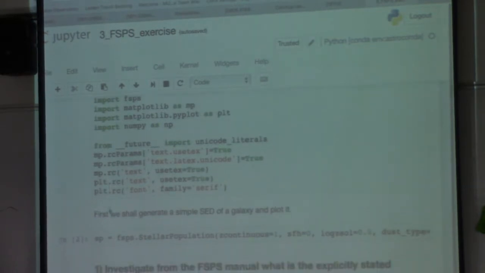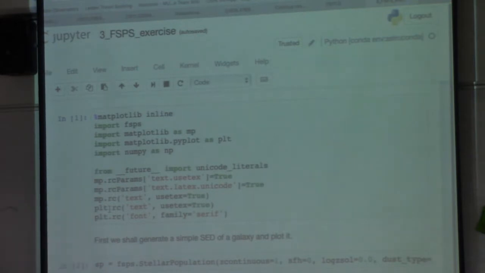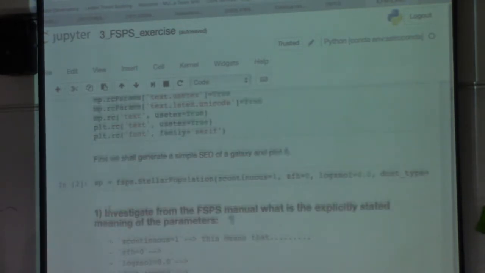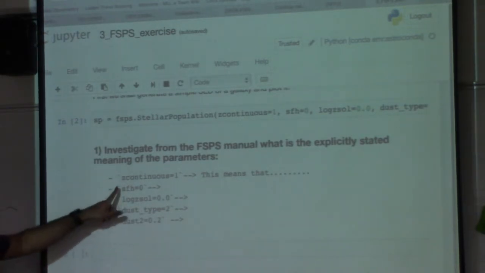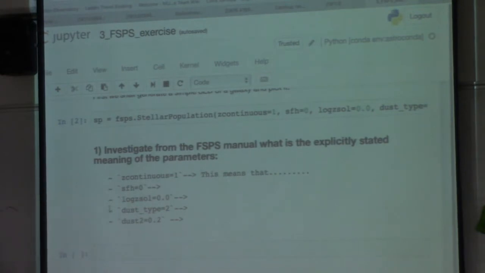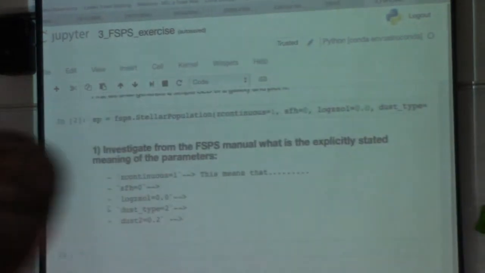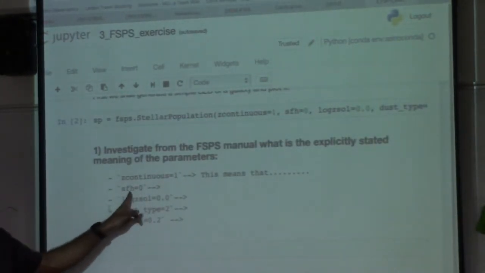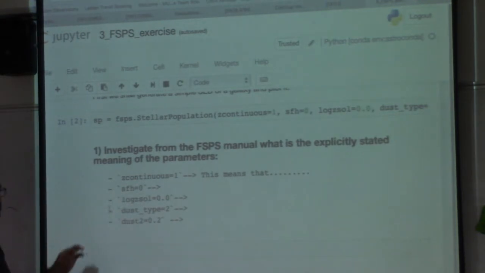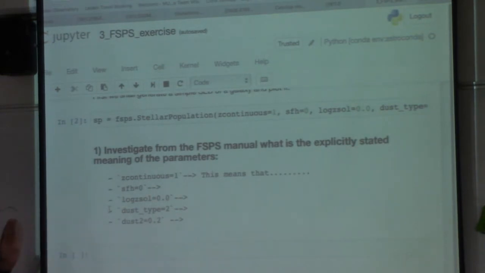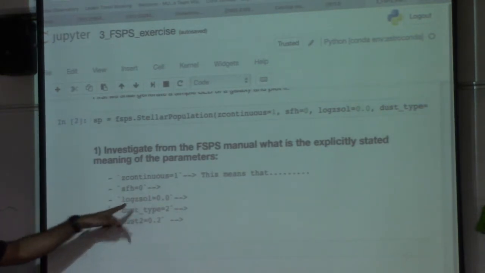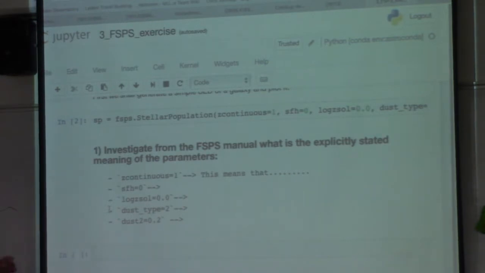So all right. The first thing is you might need Matplotlib and NumPy, I think, to do these things. These things you can look up in the manual. Z continuous means how it interpolates the metallicity from the SSP to the CSP. Star formation history is 0 means it's SSP, so it forms stars at t equals 0 and then evolves that population, and there are no new stars getting formed. Log Z sol is just the log of the metallicity relative to the solar metallicity.